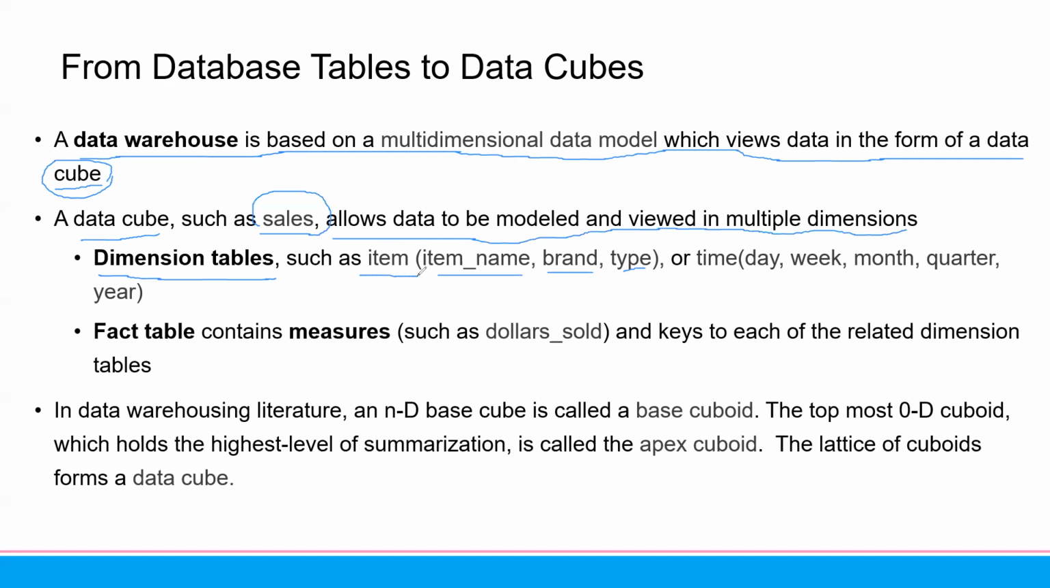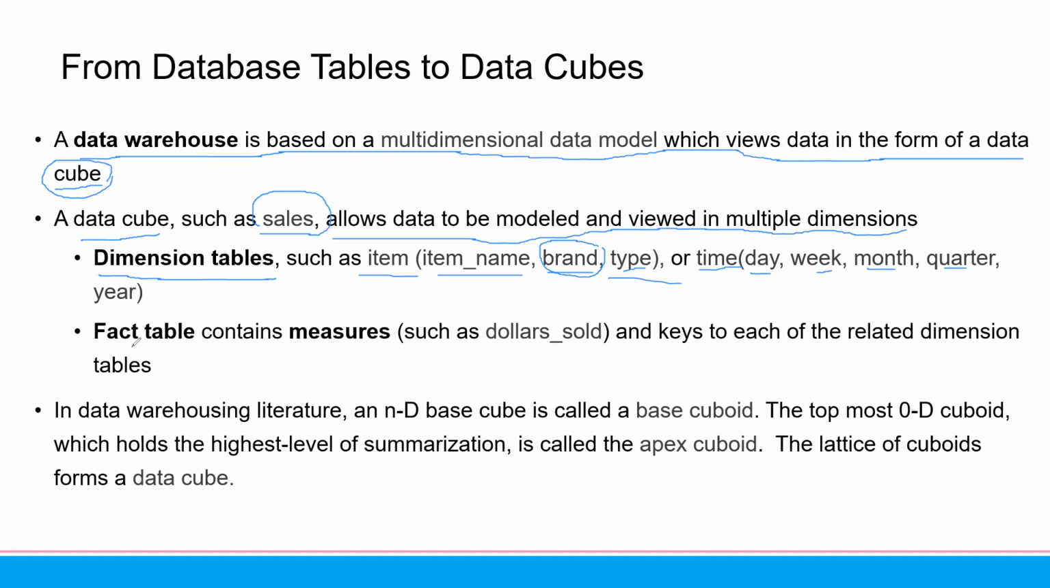If you have the item name is pen. Okay, and what is the brand? The brand is Zebra, and the type is multiple pen, ball pen. Okay. What is the time? The time can be depending on the day or week or month or quarter or year.